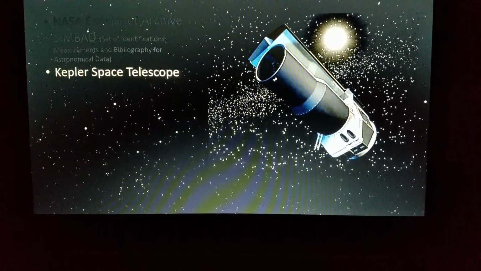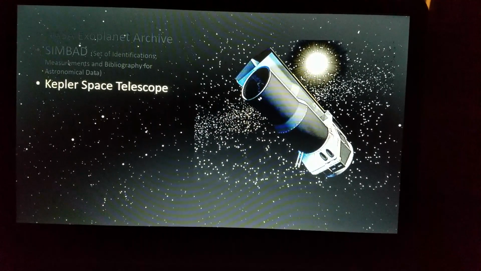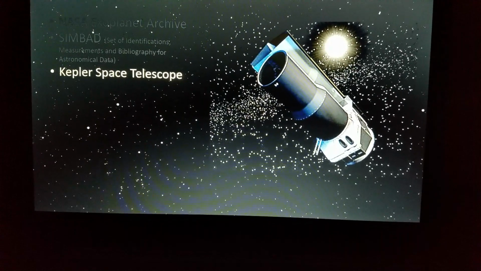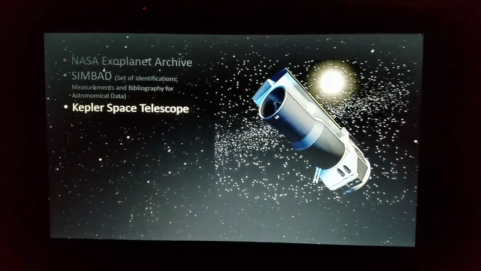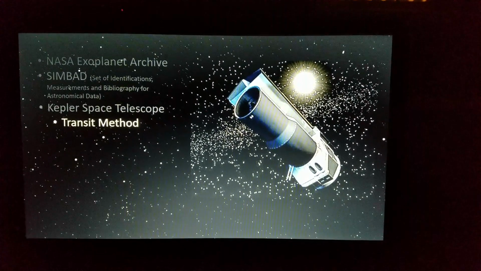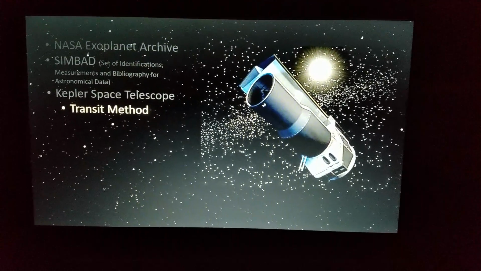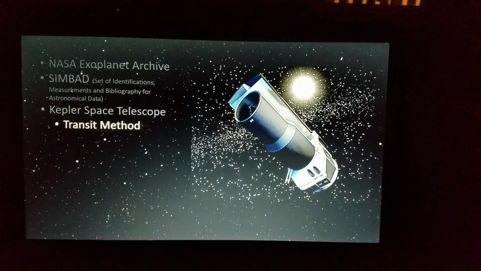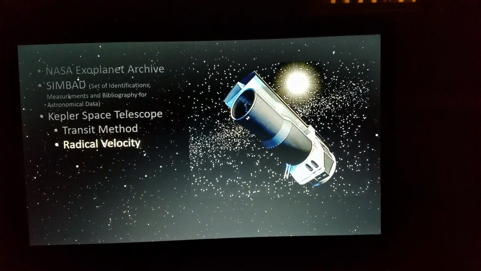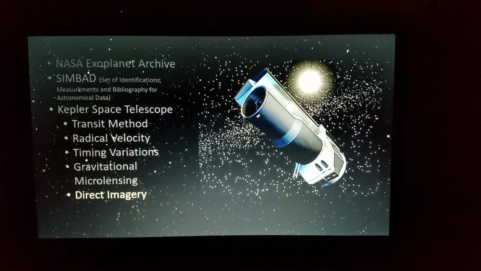Now, the way that NASA collected this exoplanet data was with the Kepler Space Telescope. How this works is it finds a field of vision. It uses primarily the transit method. The transit method is the most recent method that we've discovered that allows us to exponentially increase our discoveries of exoplanets. While we do have other methods that we used in the past, they are not used as frequently, for they're not as effective. These methods include radial velocity, timing variations, gravitational microlensing, and direct imaging.